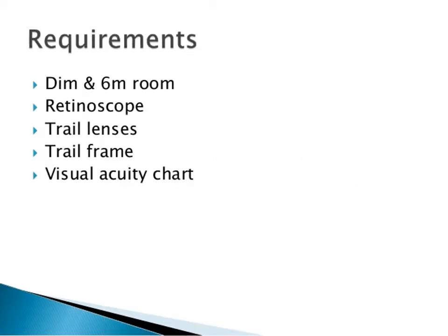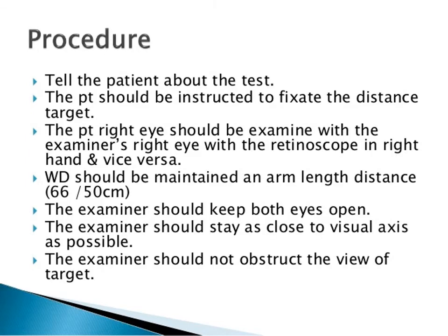The requirements for retinoscopy are: a dim lit room, the retinoscope, trial lenses, trial frame, and visual acuity chart. The procedure is, we have to tell the patient about the test. We have to counsel him on what we are going to do. Then the patient should be instructed to fixate on the distance target. The patient's right eye should be examined with the examiner's right eye, and the retinoscope in the right hand, and vice versa.